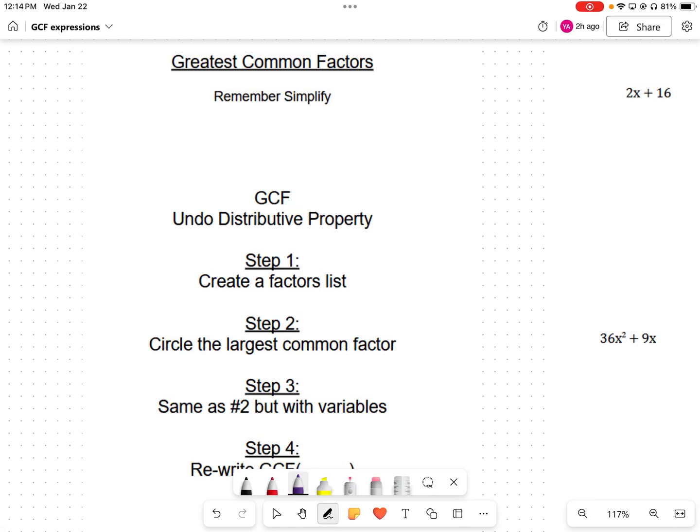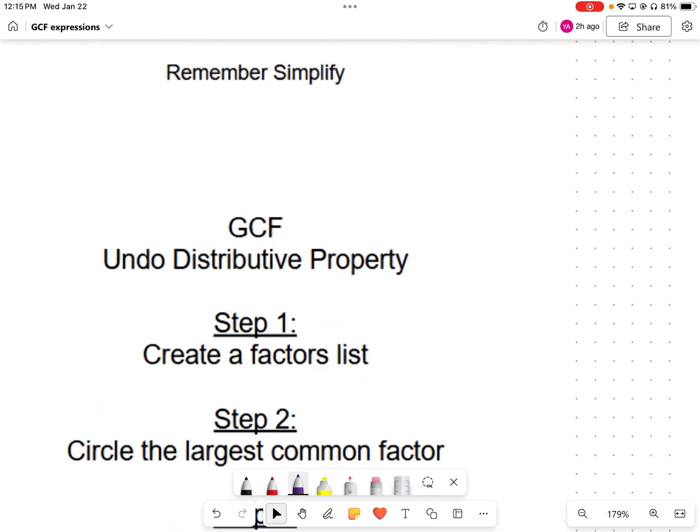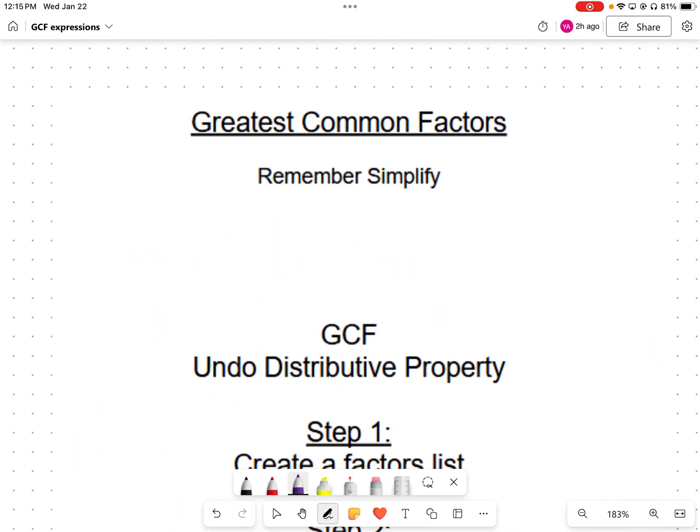We're going to factor the greatest common factor today. So let's just remember something first before we actually get to factoring. Go ahead and write this problem down. 2x parentheses 7x plus 3. So this is multiplying using the distributive property.